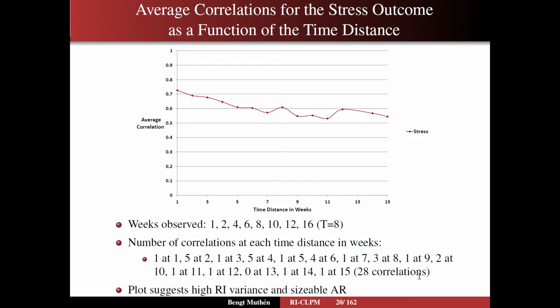8 times 7 divided by 2. So you could, if you want to, and I know that Ellen Hamaker is fond of doing this, plot each correlation here, so you have a scatter plot of several correlations across time. So this plot suggests a high RI variance and a sizable autoregressive coefficient.